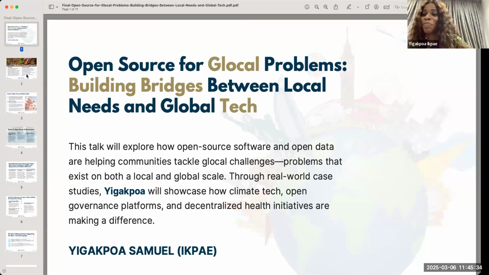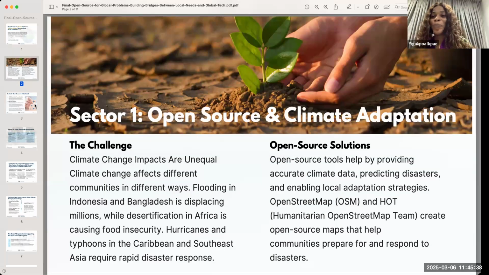Right, so sector one, if we can please go to the next slide. So sector one, one thing is that this slide is a summary, but I'll try my best. So sector one is open source and climate adaptation. And the challenge here is that climate change impacts are unequal. Like I said earlier, there's flooding in Indonesia and Bangladesh, which is displacing millions. There's desertification in Africa, which is causing food insecurity. There are hurricanes and typhoons in the Caribbean and Southeast Asia, which require rapid disaster response. So there are various open source tools that help by providing accurate climate data, predicting disasters, and enabling local adaptation strategies. So, I noted various open source solutions which are in action.